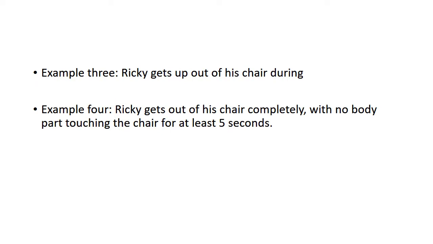Here's another example with our good friend Ricky. Ricky gets out of his chair during program. Well, what happens if he just basically leans out of his chair? What does getting out of his chair actually mean? Example 4 gives us a better definition of this. Ricky gets out of his chair completely, with no body part touching the chair for at least 5 seconds. That is much more objective, and the person would probably be able to much more understand what that behavior actually looks like.